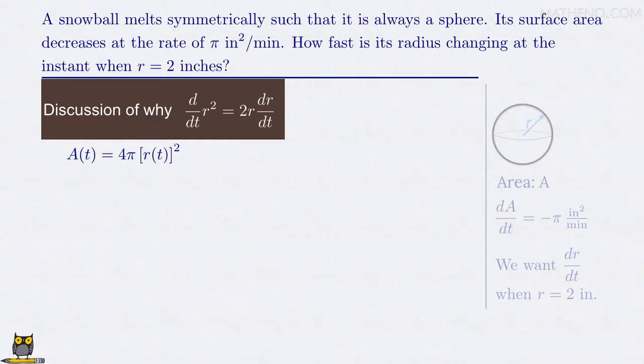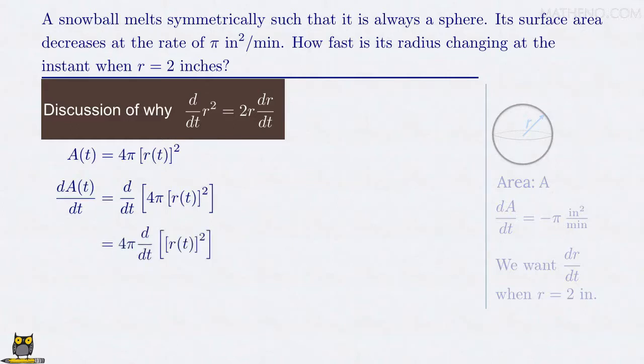Let's again take the derivative with respect to time of both sides of the equation. So we have d/dt of area as a function of time t equals d/dt of 4 pi, radius as a function of time, squared. Now the left-hand side, the derivative with respect to time t of the surface area A, is the rate dA/dt. On the right-hand side of the equation, we can pull 4 pi out since that's a constant, and we're left with the derivative d/dt of something in brackets that's squared.